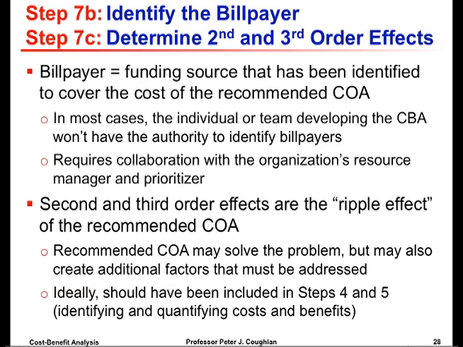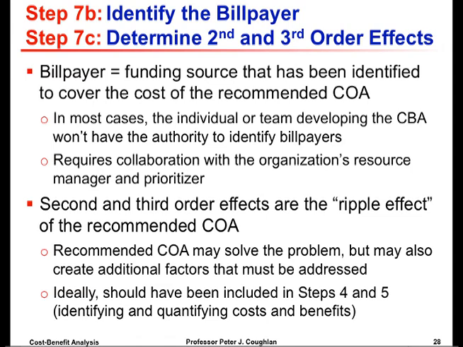7B and 7C. 7B is identify the bill payer. That is of course, a little more administratively, an administrative task, right? Figure out who the funding source, who's going to pay for it, to identify the cost of the recommended course of action, right? In most of the cases, the folks who are developing the cost-benefit analysis won't necessarily have the authority to identify the bill payers. So it may require some collaboration with the organization, resource manager, prioritizer, etc. Right? Who's going to pay for this?